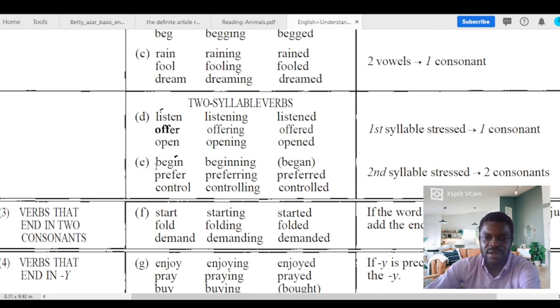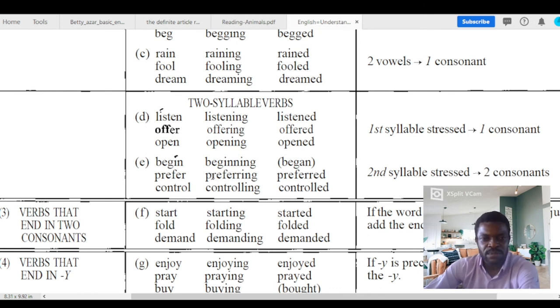But here, the second syllable is where the stress lies. So here, begin. The stress lies here. And if you look at the last three letters, G-I-N, this is consonant, vowel, consonant. So that's why we have to double the N. It becomes beginning. That's the reason why we double the N before adding our ing. If it is the ed form, which is the past, it becomes began.